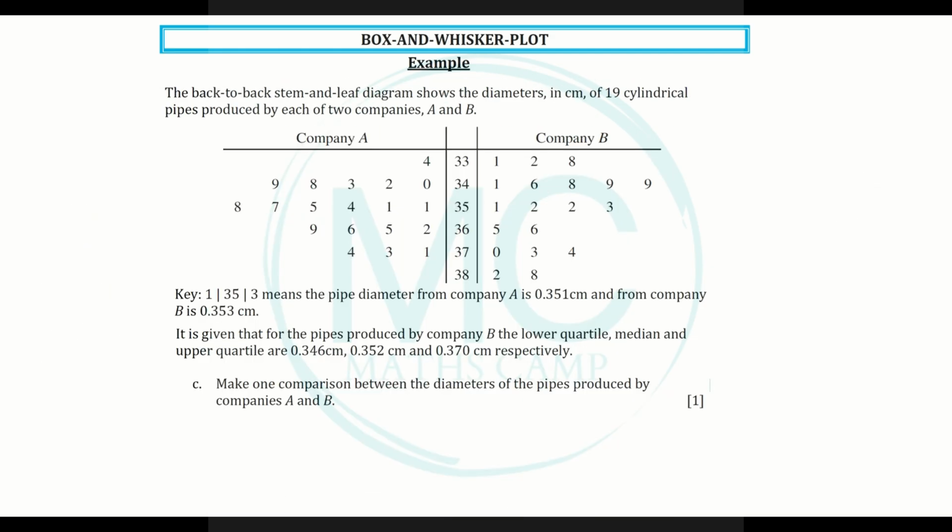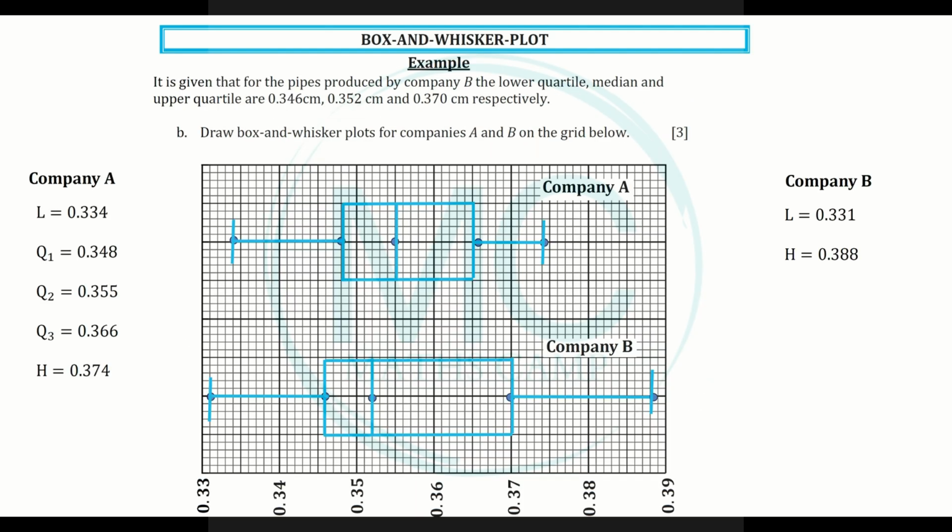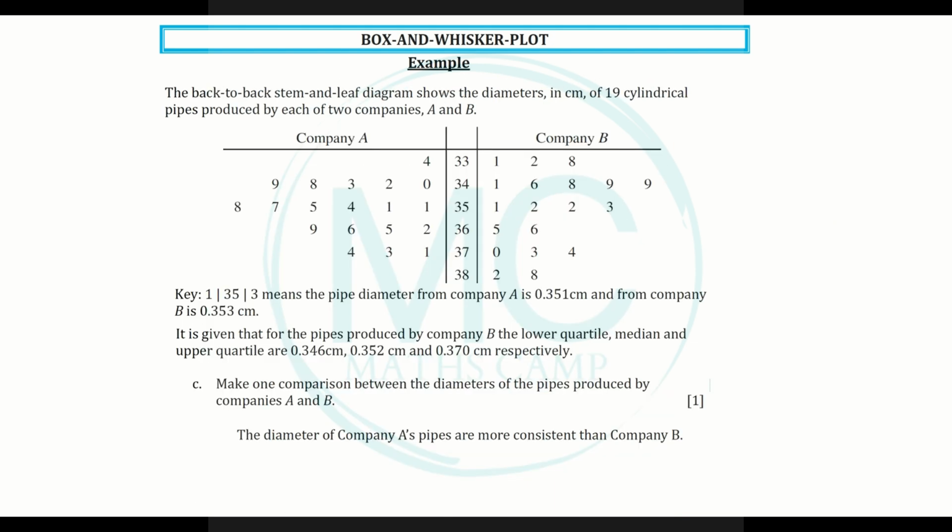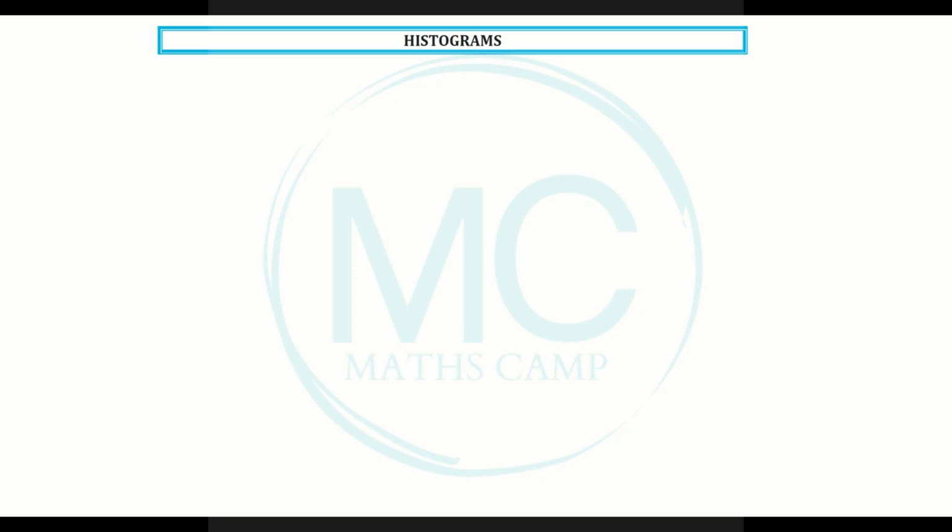Make one comparison between the diameters of the pipes produced by companies A and B. You can use your Box-and-Whisker plot to help you find a comparison. So over here, we can see that the box for company A is a lot narrower than the box for company B. So as my comparison, I'm going to say that the diameter of company A's pipes are more consistent than company B. Now I'd like to look at histograms.